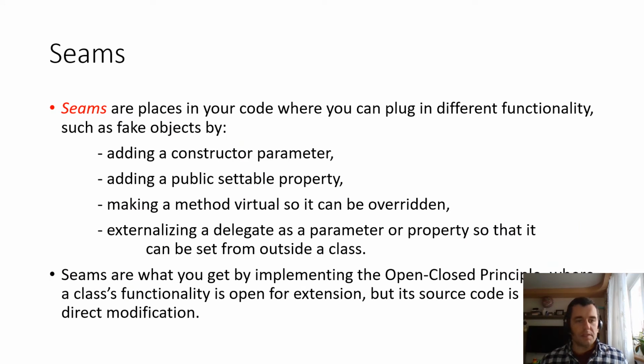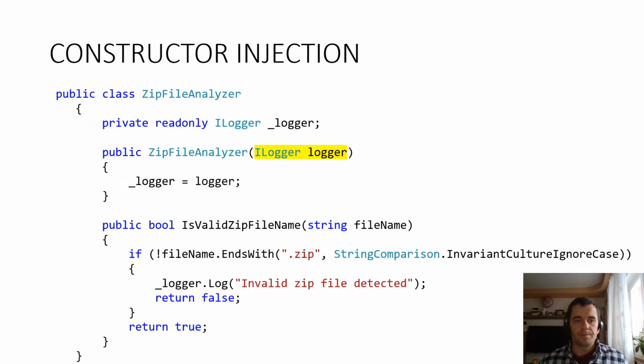What are seams? Seams are places in code where you can plug in different functionalities such as fake objects, by adding the fake implementation as a constructor parameter, as a public settable property, or via different methods. Seams are what you get by implementing the Open-Closed Principle from SOLID, where a class's functionality is open for extension, but its source code is closed for direct modification.